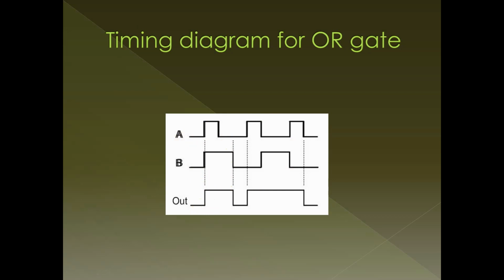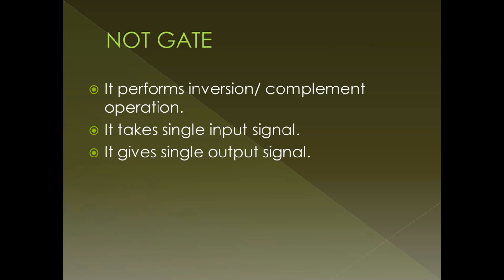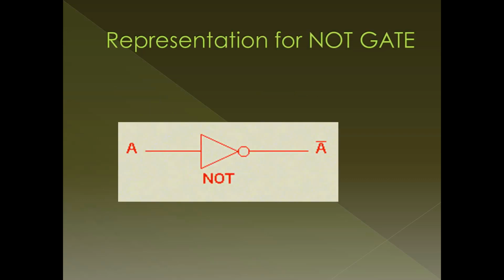Now, next we move on to the next gate, that is the NOT gate. NOT gate is usually referred to as inverter gate or complement gate. This NOT gate takes a single input and gives a single output. This is the representation of NOT gate. Single input is given and single output is given.